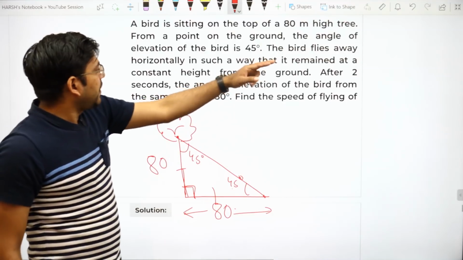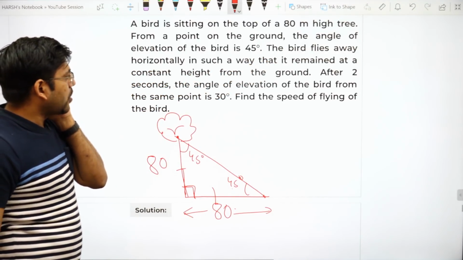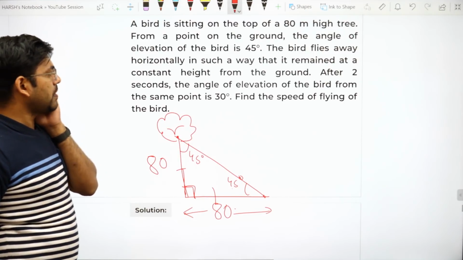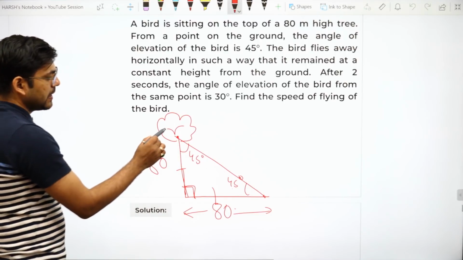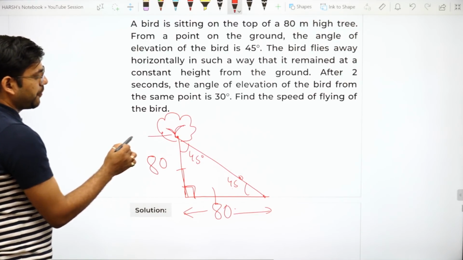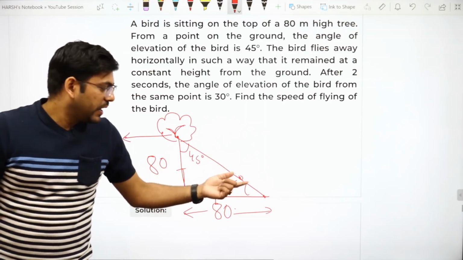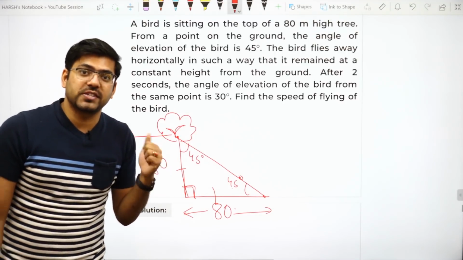Now it is saying the bird flies away horizontally in such a way that it remained at a constant height from the ground. After 2 seconds, the angle of elevation of the bird from the same point is 30 degree. Okay. What it says, that this is the bird, it flown away from the point. Now see, it is not given that it flied in this direction or in this direction, but you have to make a common sense. Why?